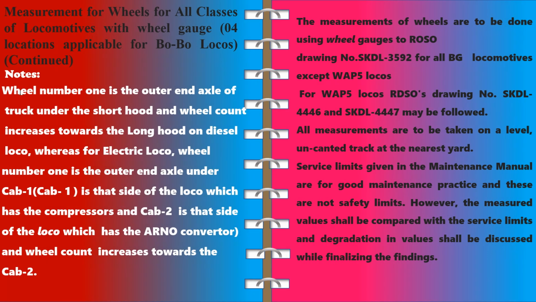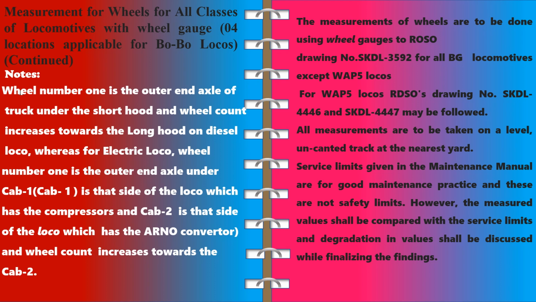This PROFORMA is the measurement for wheels for all classes of locomotive with wheel gauge. The 04 location is applicable for Bo-Bo locos. This is a continuation of the previous annexure, and here they have mentioned some notes on how to note and record the wheel number.